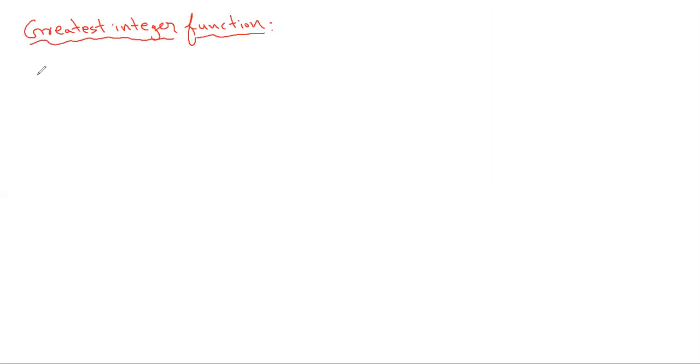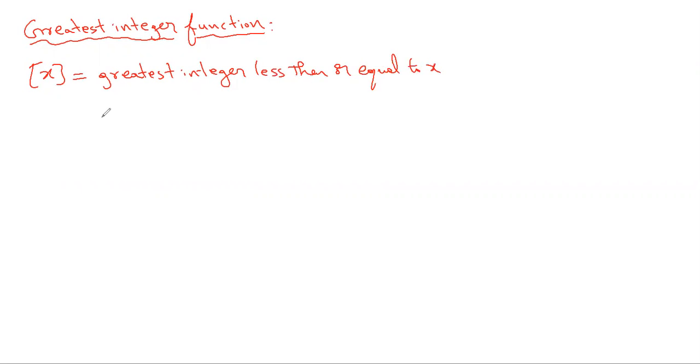So the greatest integer function, the definition: the greatest integer function of x is denoted by [x] and is defined as the greatest integer less than or equal to x. Greatest integer less than or equal to x. Right? This is the definition.